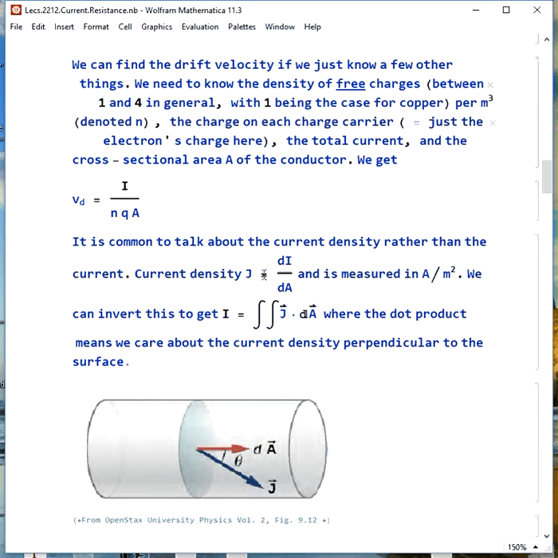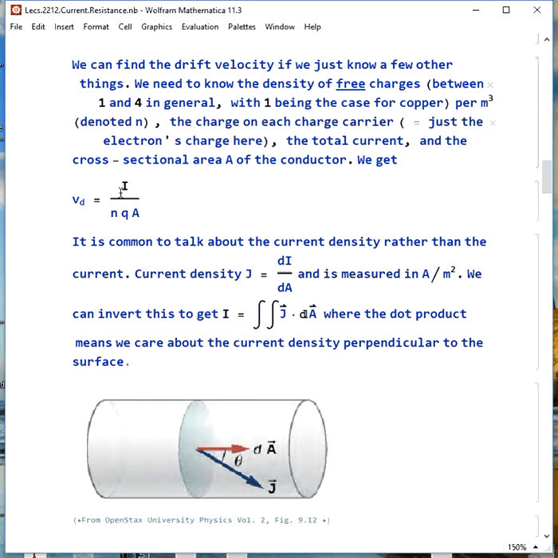It's common to talk about current density rather than current, and current density would be dI over dA, the integral of J dA. So if we integrate this current density idea over the cross-sectional area of the wire, we'll get the current back. J is measured in amps per square meter, and later we'll look at cases where J is not constant, where perhaps it's larger at the surface than it is in the center, or maybe the other way around. The dot product here in this integral tells us that what's important is the current density that is perpendicular to the cross-sectional area, so what's pointed downstream, in other words.